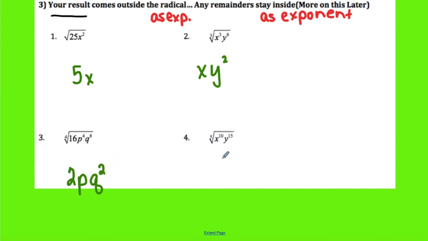All right, the fifth root of x to the 10, y to the 15th. We're going to divide 10 by 5 and we get 2, so x squared comes out. There's no remainders, that has to stay in. Y to the 15th, we divide 15 by 5 and we get y cubed. Okay, so I want you to try 5, 6, and 7. So I'd like you to press pause and try 5, 6, and 7 and then come back and let's check.